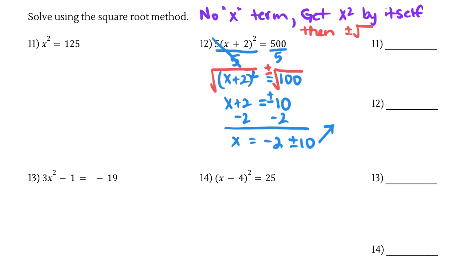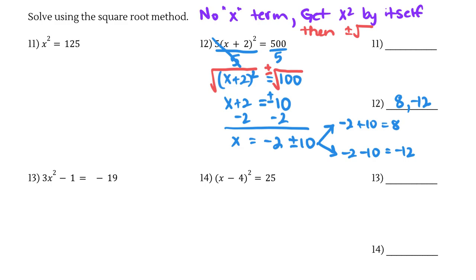What that does is give me two different equations to simplify, or answers to simplify. I have minus 2 plus 10, which is equal to 8, and I have minus 2 minus 10 for the plus and minus 10, and that is equal to negative 12. So I have two answers here. I have a positive 8 and a negative 12 that, if I plug into my original equation, will make a true statement. Let's also take a look at 13.